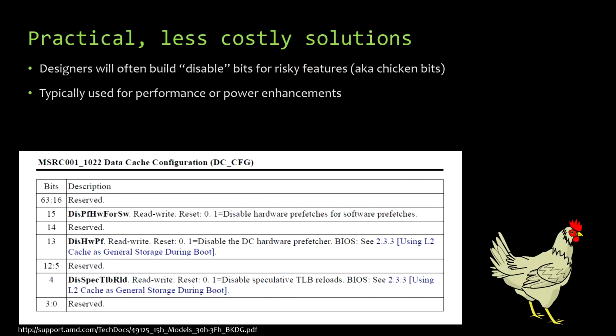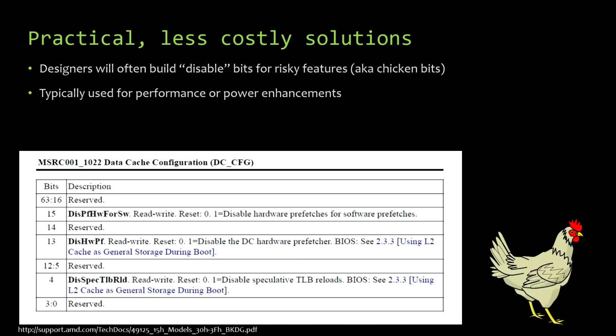You can find some of these in a document that AMD publishes called the BIOS and Kernel Developers Guide. I'm sure there's an Intel equivalent of this as well. In fact, I think we've seen screenshots of it in other presentations. On x86, these sort of bits live in what's called the model-specific registers, or MSRs. This is an example of one, the data cache configuration register, and there's a few bits in here that are defined that can be used to disable certain aspects of the hardware prefetcher, which is, of course, a performance enhancement. There's also a bit to disable speculative table walks as well.